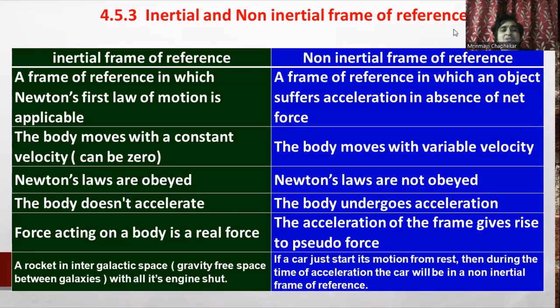Newton's first law of motion is applicable in the inertial frame of reference, and Newton's law of motion is not applicable in the non-inertial frame of reference. Here we have to assume the existence of pseudo force in the non-inertial frame of reference.